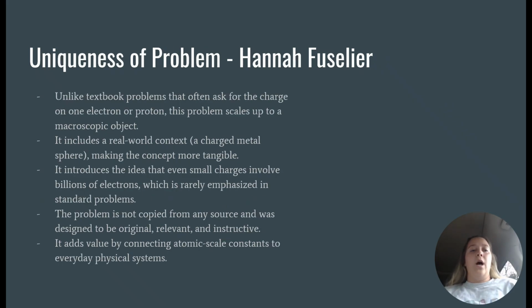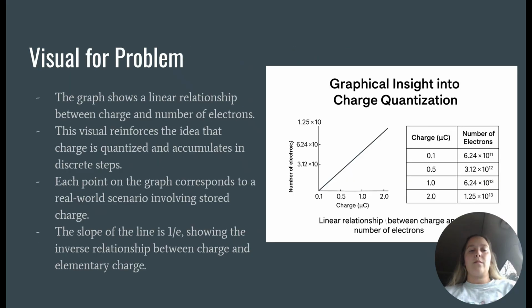Uniqueness of the problem. Unlike textbook problems that often ask for the charge on one electron or proton, this problem scales up to a macroscopic object. It includes a real-world context, making the concept more tangible. It introduces the idea that even small charges involve billions of electrons, which is rarely emphasized in standard problems. The problem is not copied from any other source and was designed to be original, relevant, and instructive. It adds value by connecting atomic scale constants to everyday physical systems.